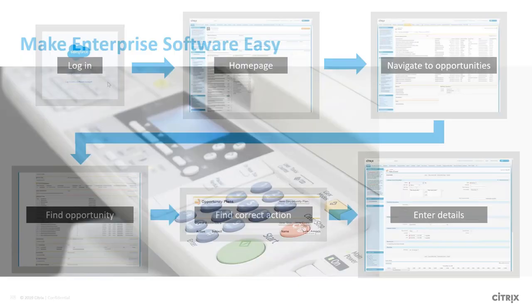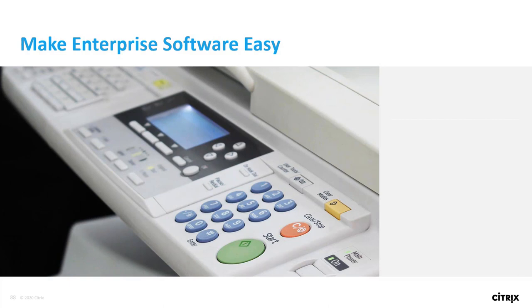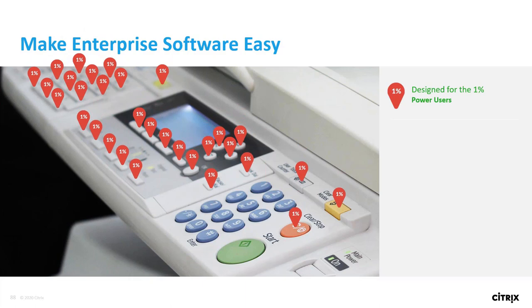So as an analogy, we think of enterprise software as like a photocopier. The copier has tons of buttons on it, and those buttons have a purpose, right? Somebody out there needs to make 20 double-sided color copies that need to be collated and stapled and three-hole punched. But most people just need to walk up and press that one big green button. And if they need two copies, they might just press that big green button twice. So the challenge with enterprise software today is that it's all of those little red buttons.